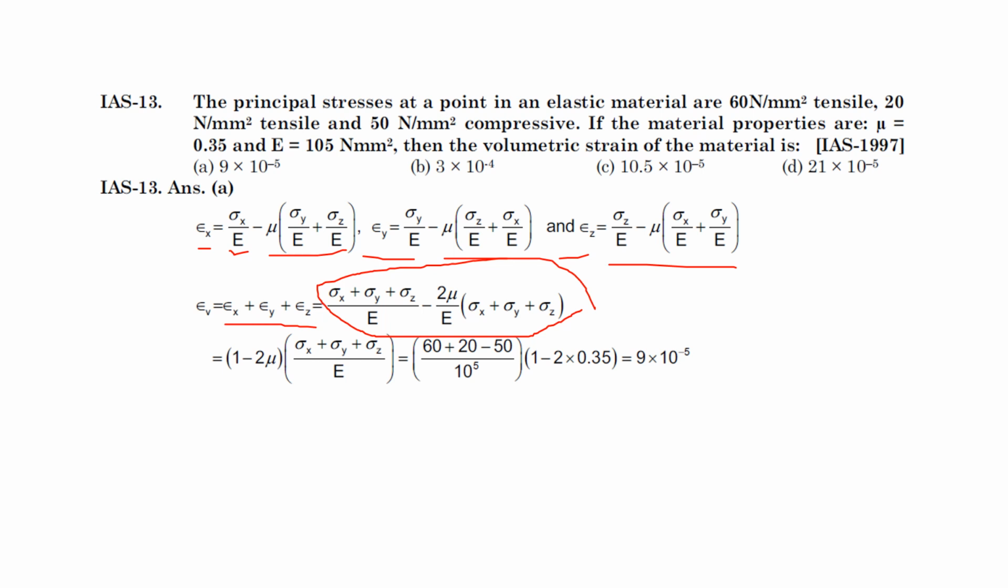Once again, how to remember this formula? Remember only one, don't try to remember all four. Here is x, so here will be x: sigma x upon E minus mu.